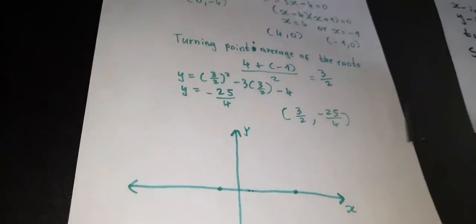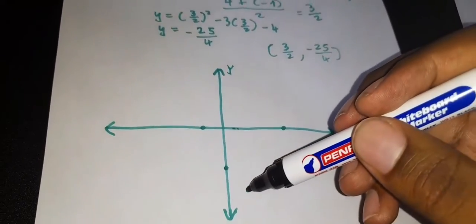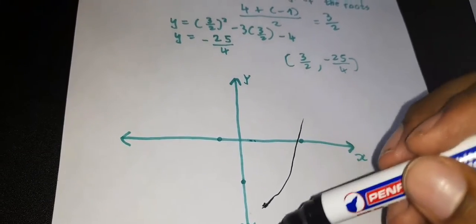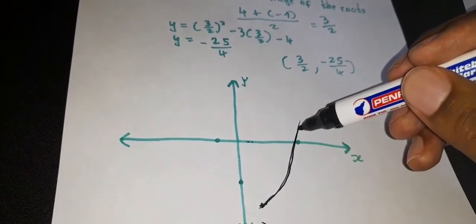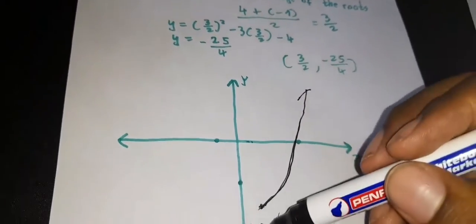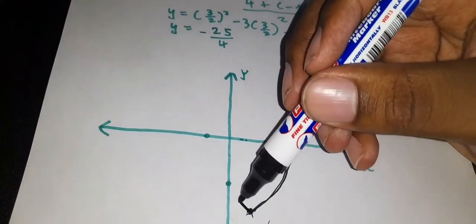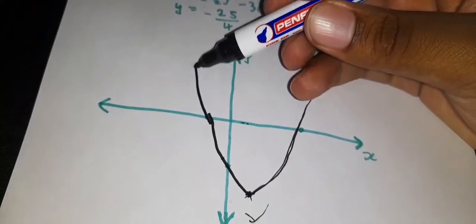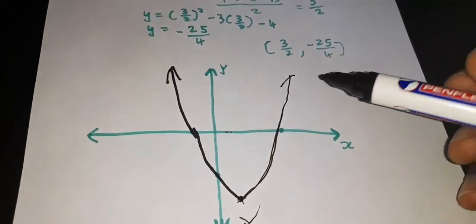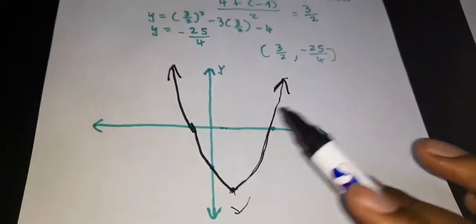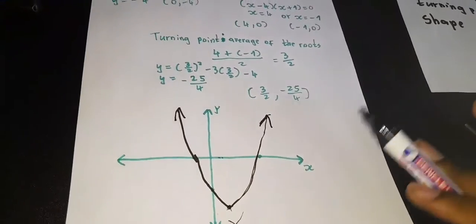And then you just join the points here. Sorry about that. You just join the points here. Like that. I am holding a phone in one hand, that's why this shape does not look very nice. So this is how you will draw it. You need the x-intercepts, the y-intercept, and the turning points. So this is how you sketch a parabola.